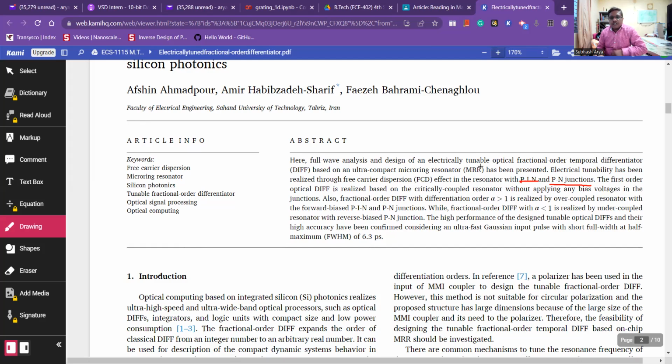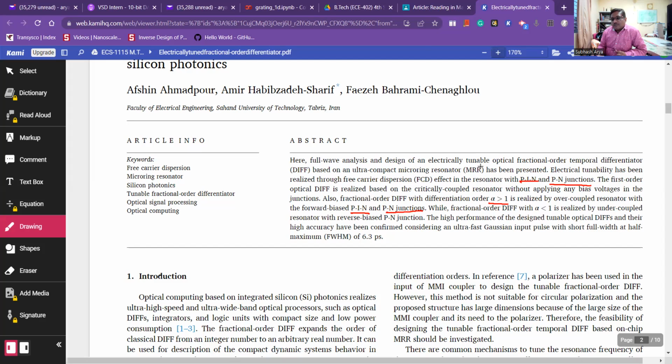The first order optical DIFF is realized based on a critically coupled resonator without applying any bias voltage in the junction. Also, fractional order DIFF with differentiation order alpha greater than 1 is realized by an overcoupled resonator with forward biased PIN and PN junctions, while fractional order DIFF with alpha less than 1 is realized by an undercoupled resonator with reverse biased PN junction.